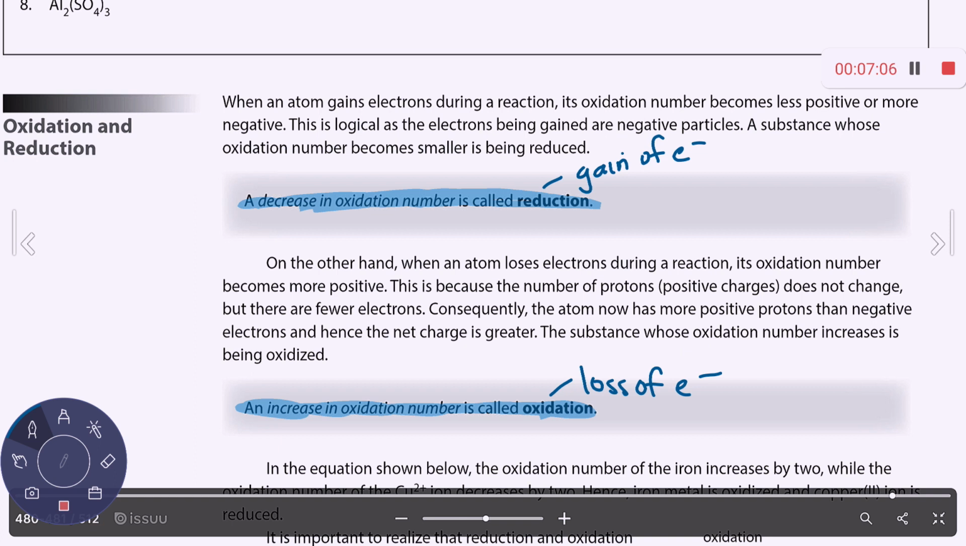Okay, so let's take a look at the reaction that's towards the bottom of this page.